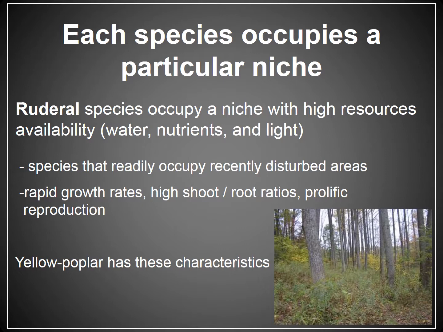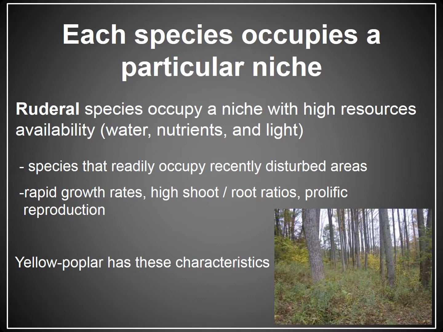Ruderal species are those species that occupy a niche with high resource availability. They are physiologically adapted to compete vigorously in situations where sunlight, water, nutrients, and space are not limited. This environment exists immediately following a catastrophic disturbance or a stand replacing disturbance. These species are also those that readily establish in fields that are left fallow, abandoned farmland, abandoned pasture.